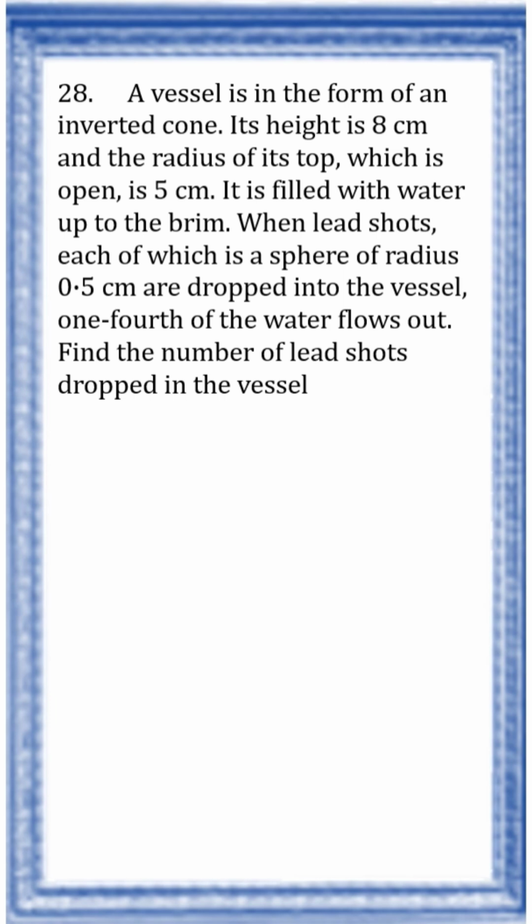It is filled with water up to the brim. When lead shots, each of which is a sphere of radius 0.5 centimeter, are dropped into the vessel, 1/4 of the water flows out. Find the number of lead shots dropped in the vessel.